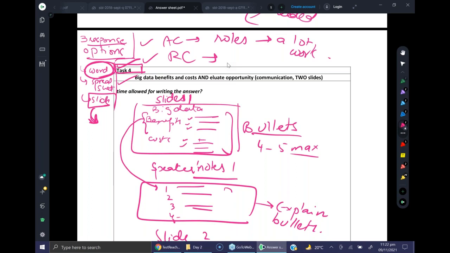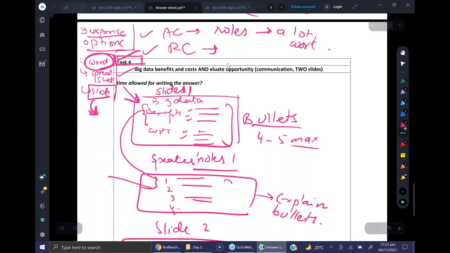But on the slide, never write long sentences or paragraphs, or the communication marks will go away. Absolutely 0 marks will be given if you write long sentences or paragraphs on the slide. Yes, on the speaker notes, write your paragraphs, write your full sentences to explain your points, but not on slides.